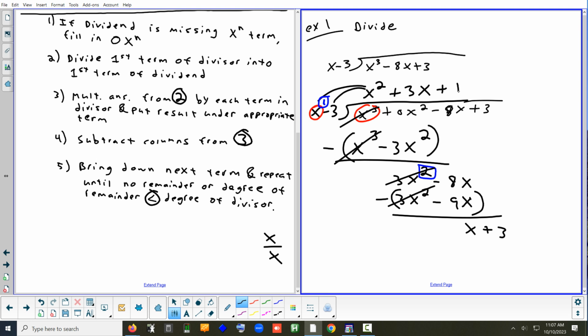So we're going to distribute that 1 back out. So distribute the 1 back out to the x. So 1 times x is x. Now we have to distribute the 1 to the negative 3. What's that going to be? Negative 3.